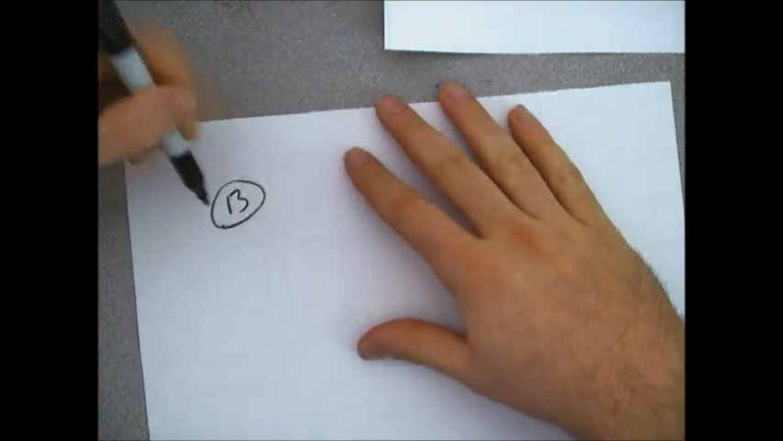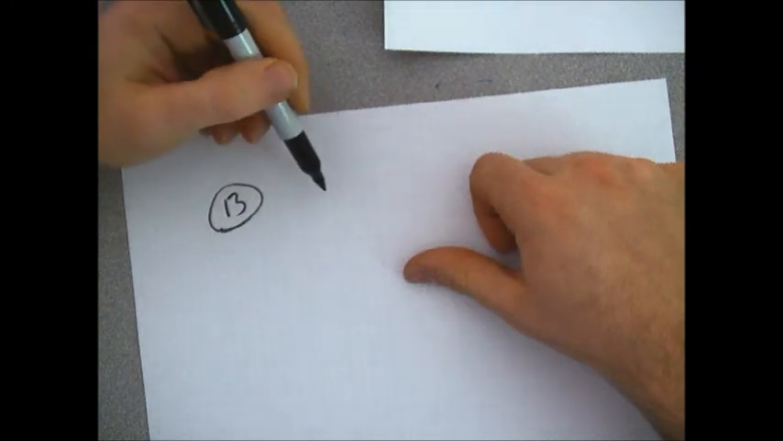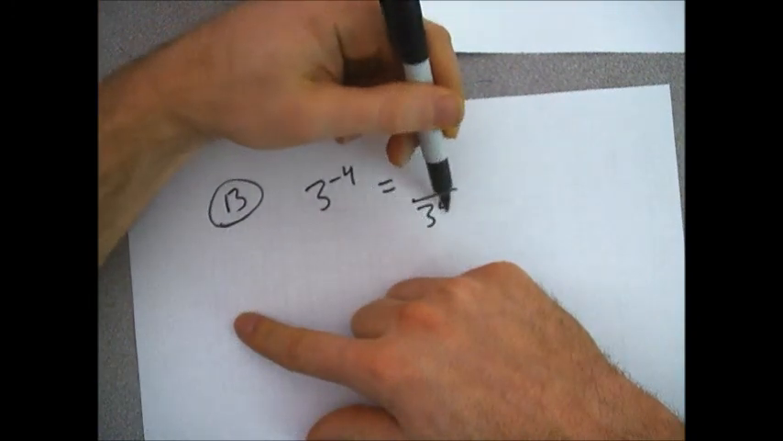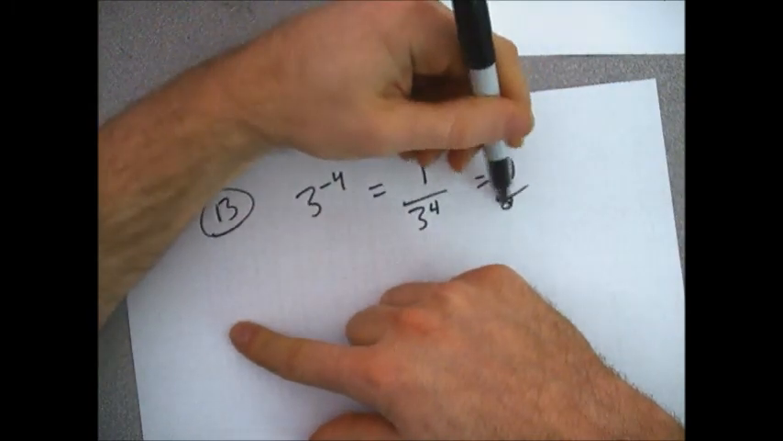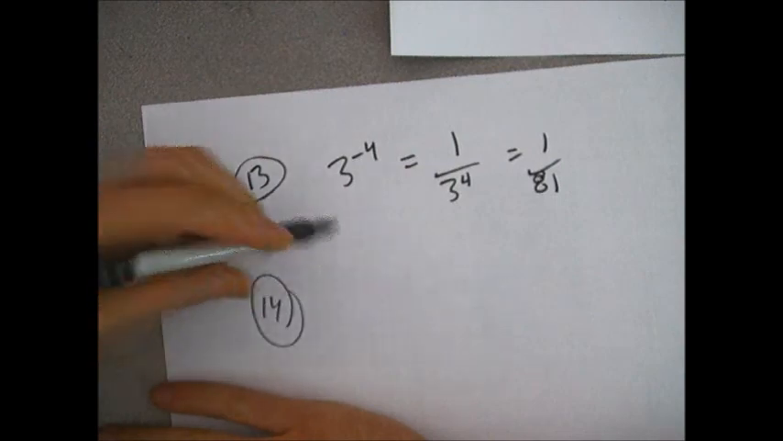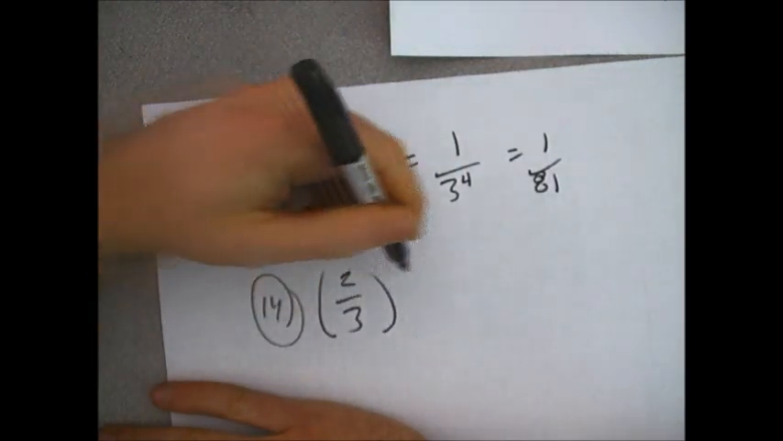13. Guys, quiet down. 13 is 3 to the negative 4, which is really 1 over 3 to the 4th, which is 1 over 81. We'll just keep right going here into 14, which is 2/3 to the third.